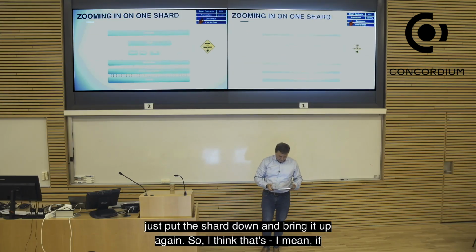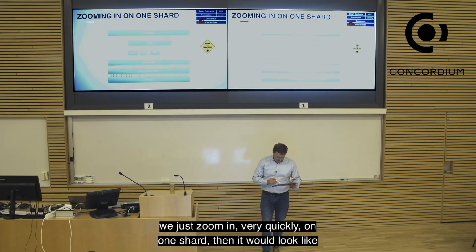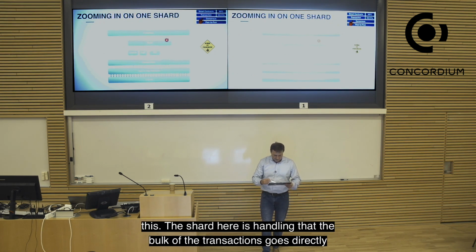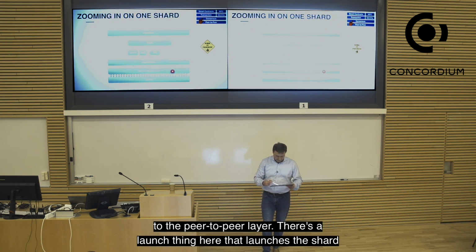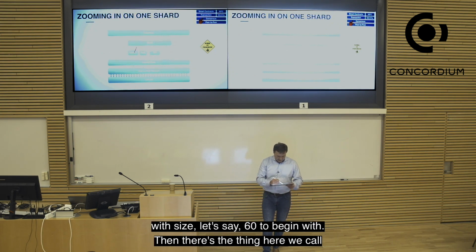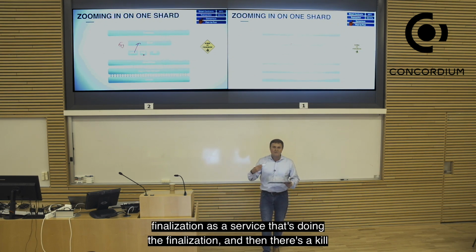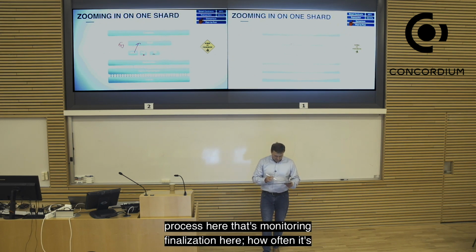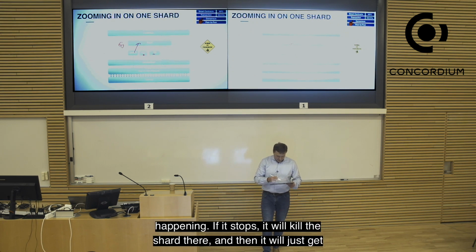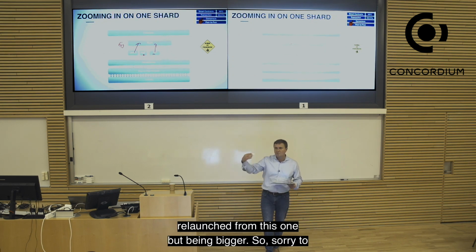So if we zoom very quickly in on one shard, it will look like this. The shard here is handling the bulk of the transactions, goes directly to the peer-to-peer layer. There's a launch component here that launches the shard with size, let's say, 60 to begin with. Then there's a component we call finalization as a service that's doing the finalization. And then there's a kill process here that's monitoring finalization, how often it's happening. If it stops, it will kill the shard, and then it will just get relaunched from this one, but with being bigger.